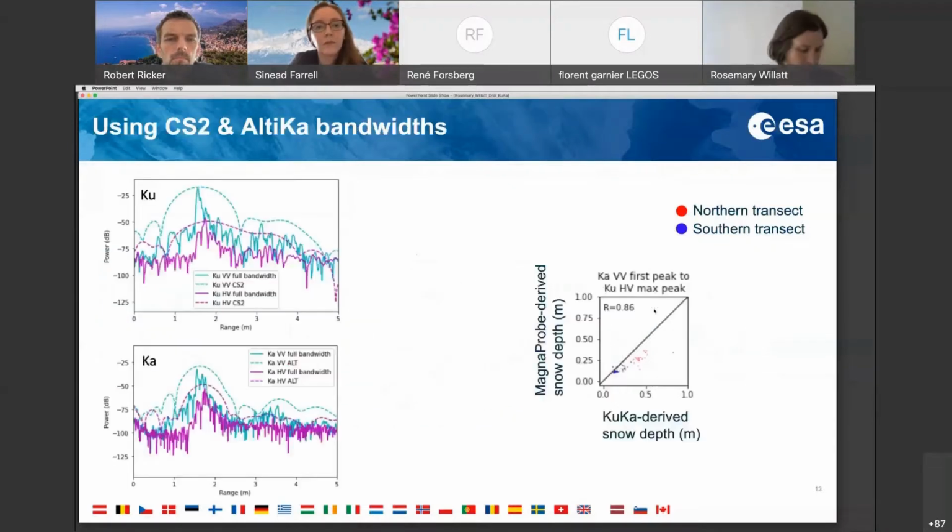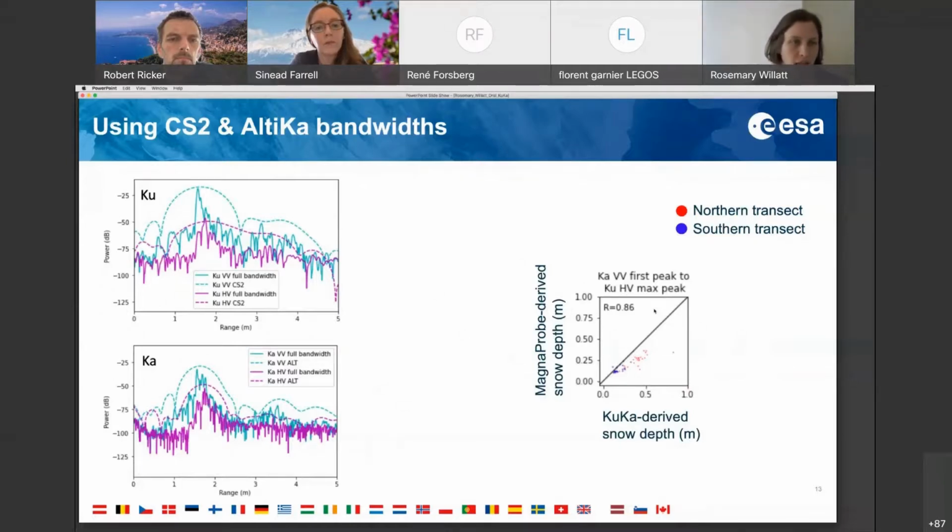I said at the beginning I'd talk a little bit about what happens when, instead of using that wonderful enhanced vertical range resolution we get from the large bandwidths of the Kuka instrument, we essentially downgrade that, and in the post-processing of the Kuka data we only take the frequencies which are included in the CryoSat-2 and AltiKa bandwidths.